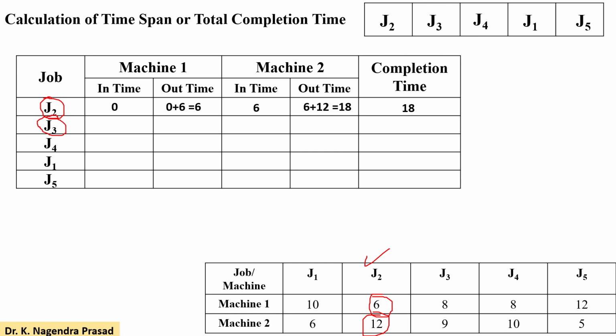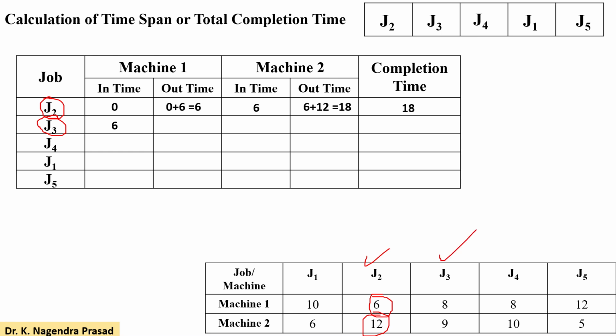So here machine 1 is engaged up to 6 hours with the job J2. So in this regard, job J3 cannot enter machine 1. It has to wait up to the 6 hours. So in time for the job J3 on machine 1 is 6 hours, and out time will become the in time plus processing time.